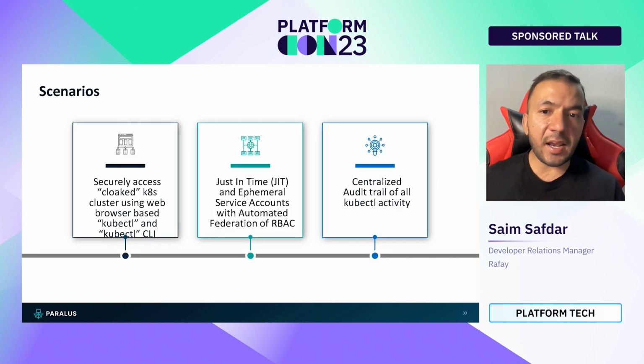So when to use Paralus? When you need to securely access cloud Kubernetes clusters using the web browser or kubectl remotely. You need to have just-in-time and ephemeral service accounts with federated and automated RBAC. And if you want to centralize the audit trail of all kubectl activity.